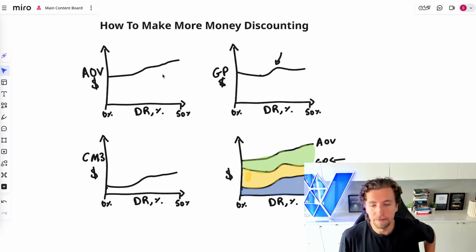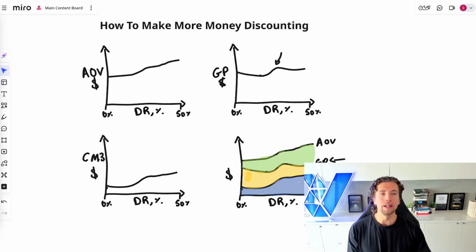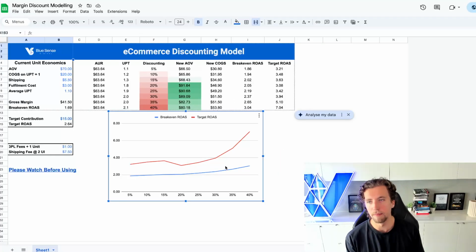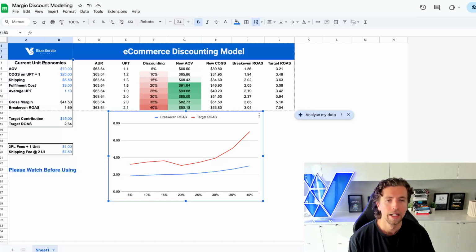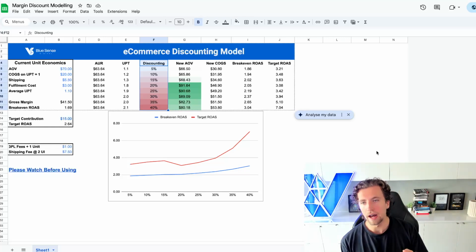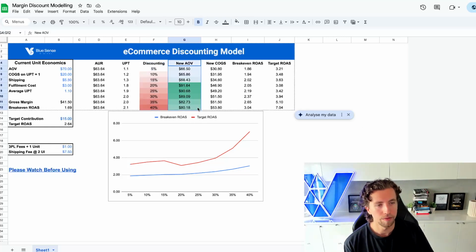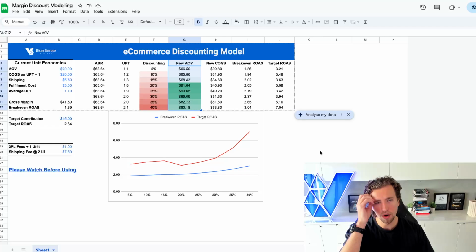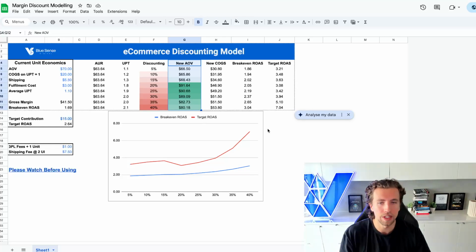And so we did this in a very rudimentary way about 1.5 years ago, which is when we built this margin discount model. Now, if you want this model, reach out, I'll give it to you. It's not very good. There's a much better way to do this, which is what inspired this video. But the premise of this model is correct, and it really gets the point across well, which is that as you increase your discount rate here, as you move down this column, your average order value will increase. Now, how do you know if your average order value is increasing or not?